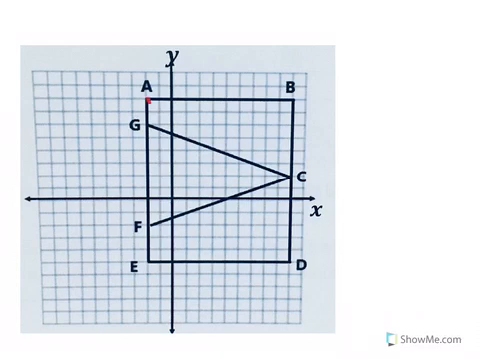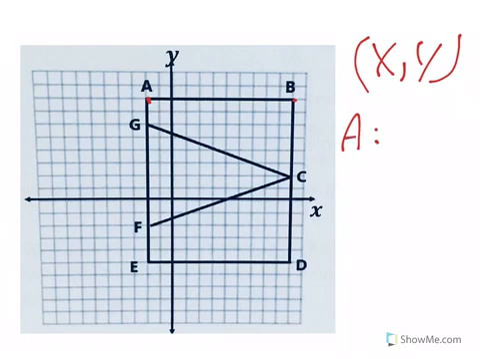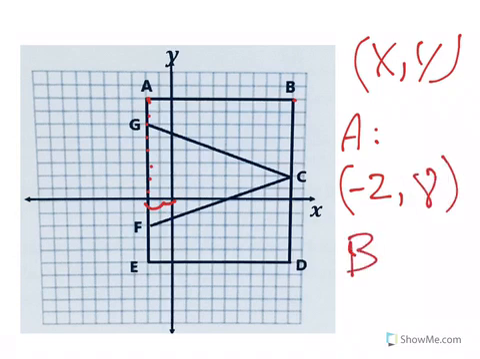For point A and point B, now remember we go x-axis, y-axis, right, or xy here. So for point A, we're going back 2, so that's -2 for our first coordinate, and then we're going up 1, 2, 3, 4, 5, 6, 7, 8. So point A is at (-2, 8).